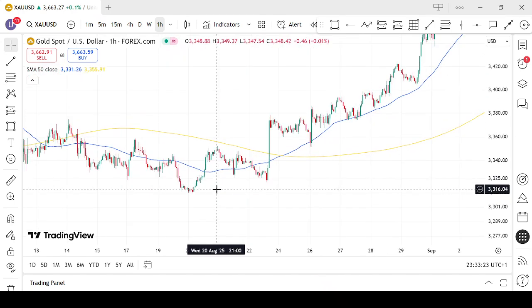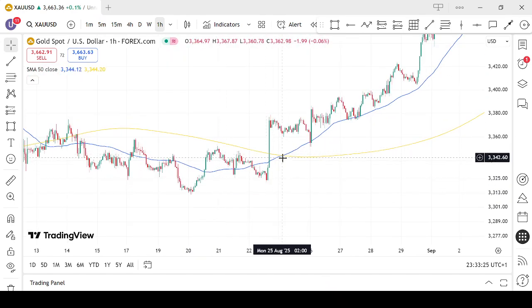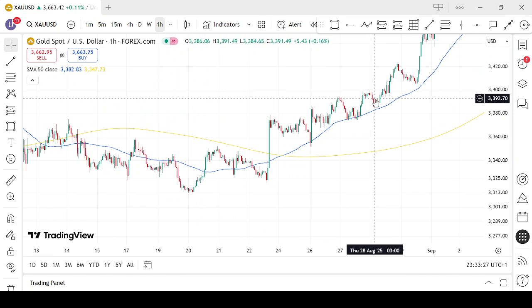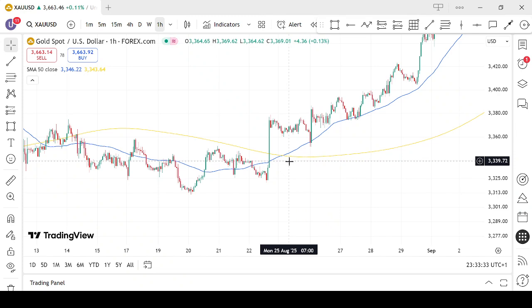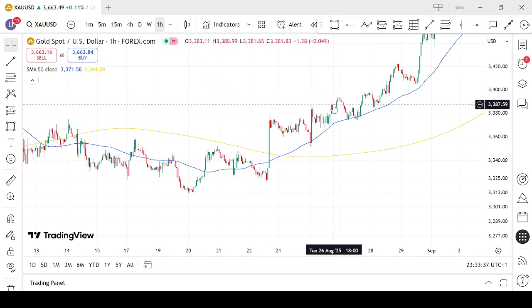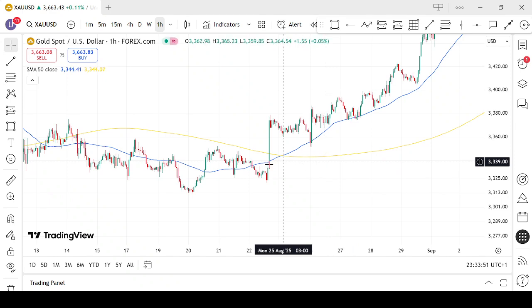The moment we spot a crossover where the smaller moving average, the 50 period moving average, crosses above the 200 period moving average, we are looking for an upward trend and we are expecting higher prices in gold. While when it crosses below the 200 moving average, we are expecting a decline in gold prices and a downward trend. You also have to look for support, that's a low point where price tends to bounce.